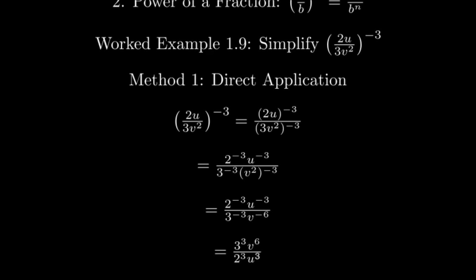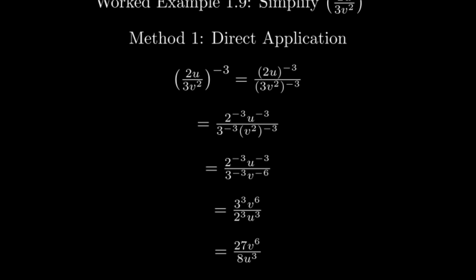To get rid of the negative exponents, we move each term with a negative exponent to the other side of the fraction bar and make its exponent positive. So 3 to the minus 3 and v to the minus 6 move to the top, and 2 to the minus 3 and u to the minus 3 move to the bottom. Finally, we evaluate the numbers. 3 cubed is 27 and 2 cubed is 8. Our final answer is 27v to the 6th over 8u cubed.